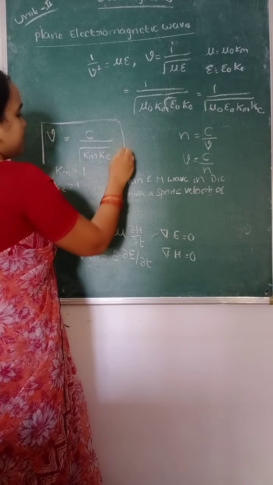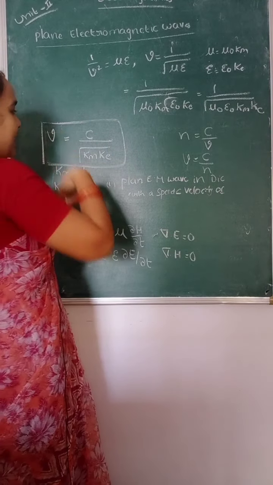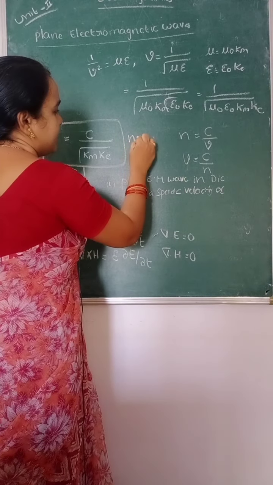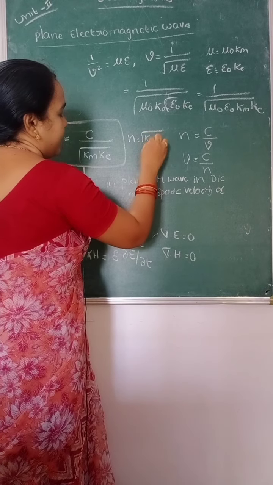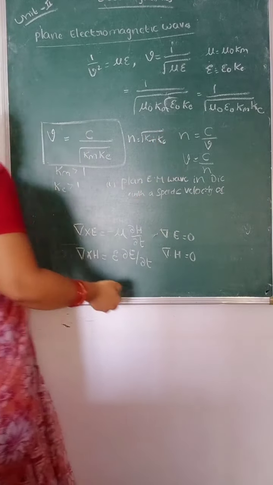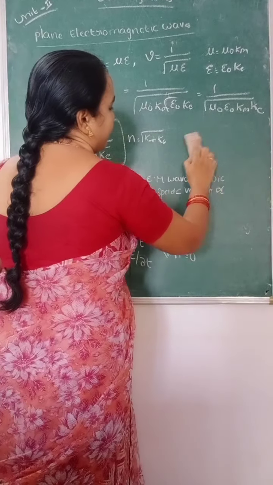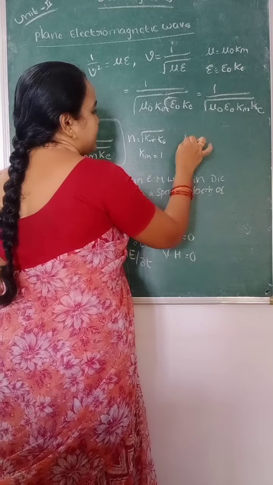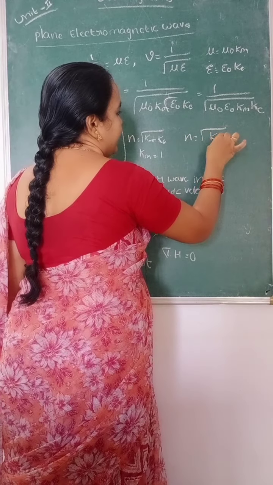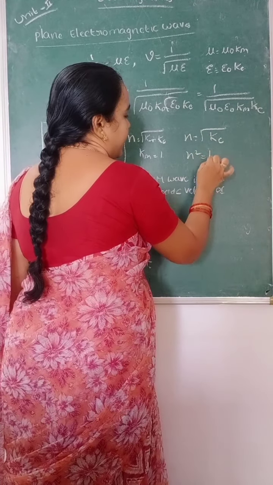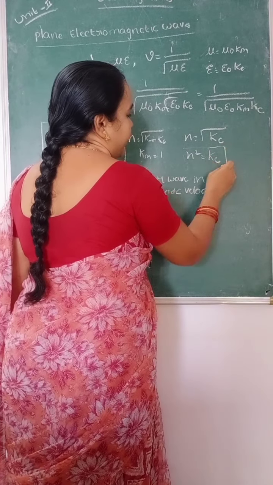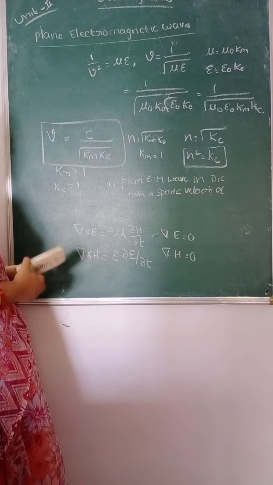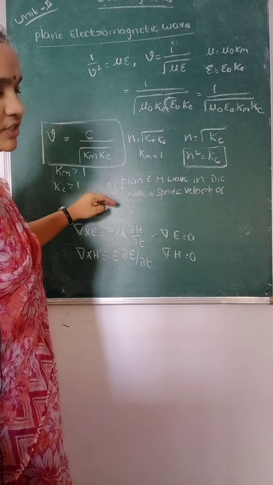This is the first summarization from this point. V is equal to C by root of Km into Ke. So if you compare these two equations, n is equal to root of Km into Ke. For a non-magnetic material, Km is equal to 1. Hence, n is equal to root of Ke. So, n square is equal to Ke is called Maxwell's relation. Just to remember that.